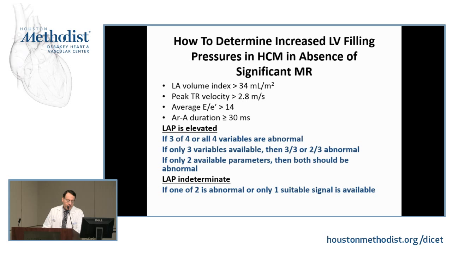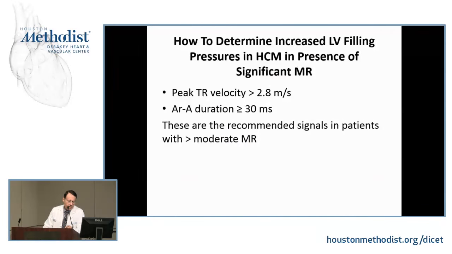If only 2 parameters are available, both should be abnormal. If they take you in opposite directions, that's indeterminate. So it's more of a common sense approach, but be more selective of which signals you consider. If there is MR, then look at the peak TR and AR velocity.